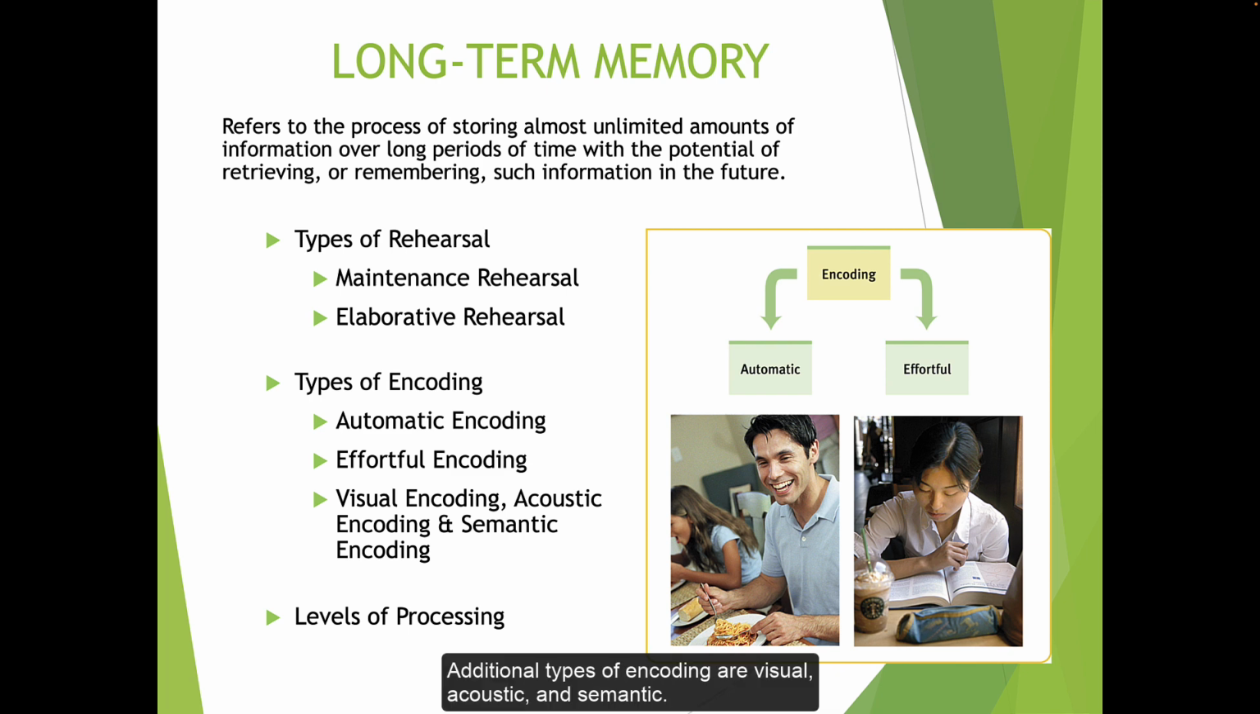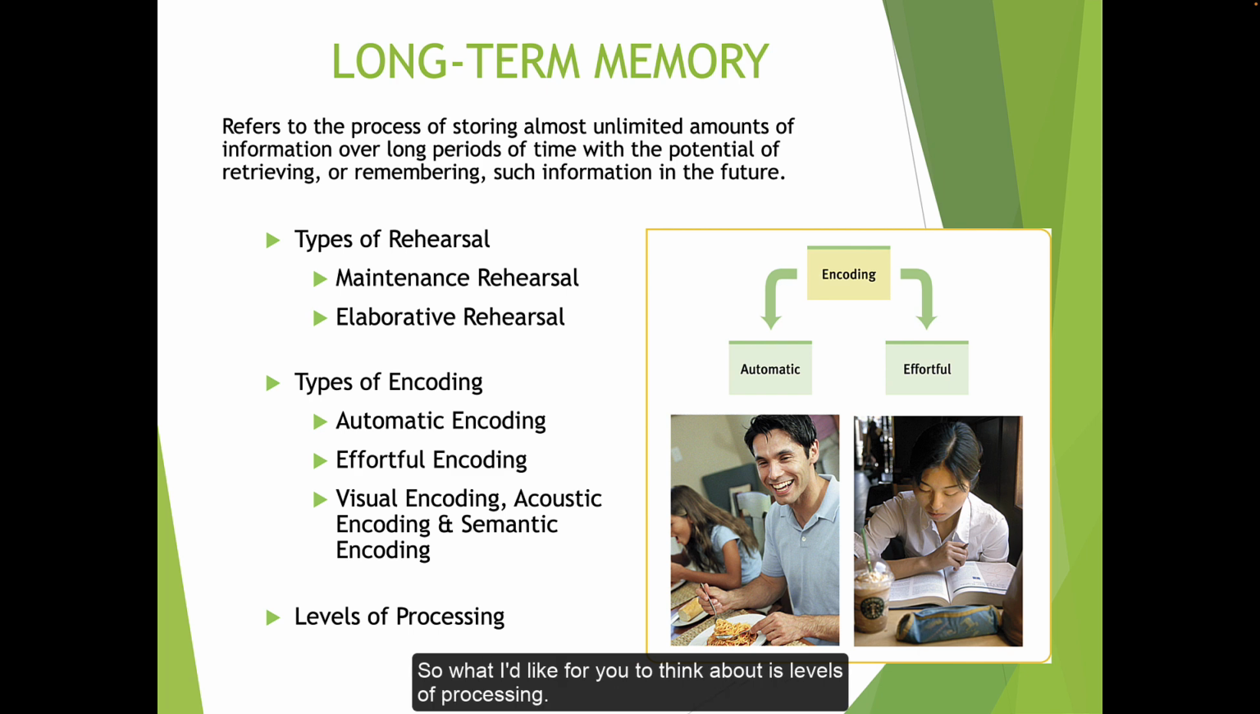Additional types of encoding are visual, acoustic, and semantic. With visual, you're looking at visual information. You're just paying attention to how something looks. Acoustic, you're just encoding auditory information. You're just paying attention to what that information sounds like. And then semantic encoding is where you're actually paying attention to what that term means. So you're understanding what it is and how to use that information, how to apply it.